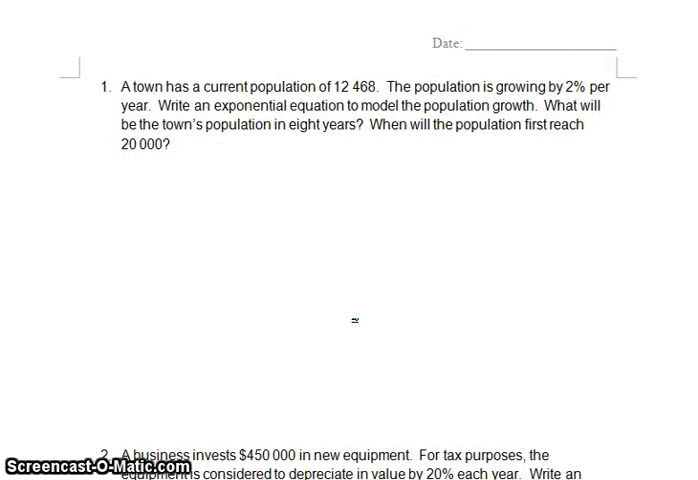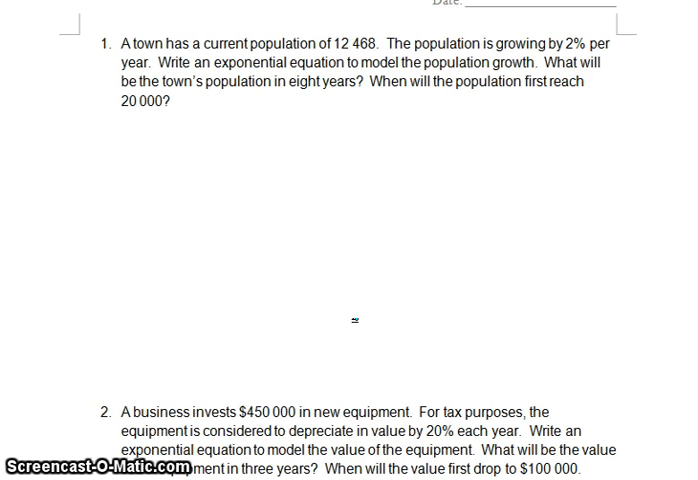So moving on down here, number 1 is: a town has a current population of 12,468. The population is growing by 2% per year. Write an exponential equation to model the population growth, what will be the town's population in 8 years, and when will the population first reach 2,000 people, okay?